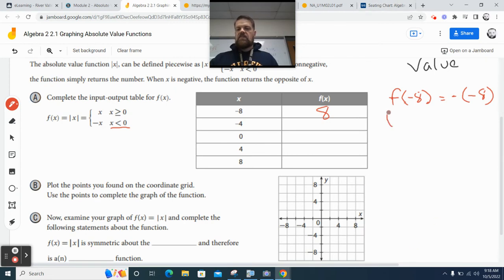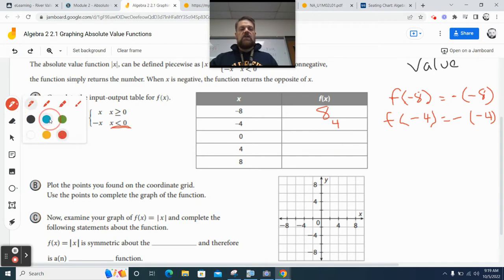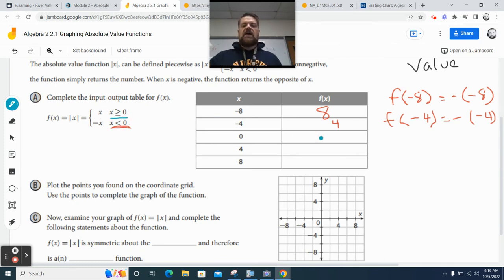Then f of -4, again, same scenario. It's a negative value for x, so I'm going to take the negative of whatever that number is. And so that would be +4. And then 0, actually, let me back up so you guys could see what I'm doing. 0 means that my x value is greater than or equal to 0. So now I just write it down as is.